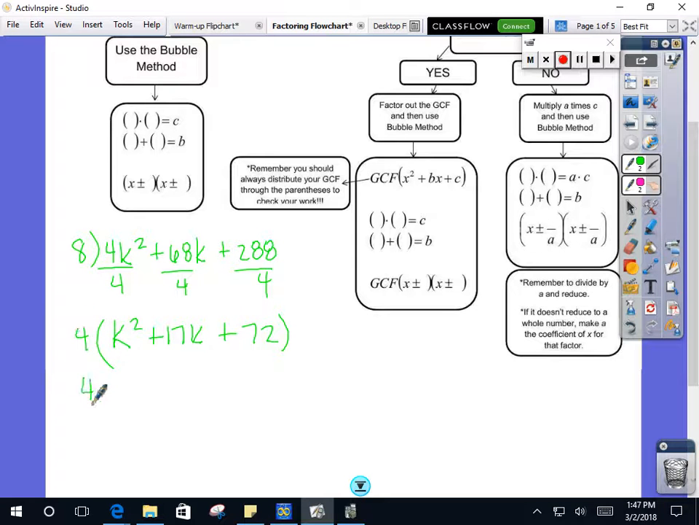Now we have ourselves a trinomial with an a value of 1 that we can bubble method by looking for two numbers that multiply to give us and add to give us. And what numbers do that? 9 and 8. 9 times 8 is 72. 9 plus 8 is 17. And that's the answer.